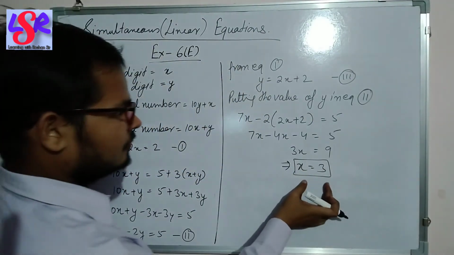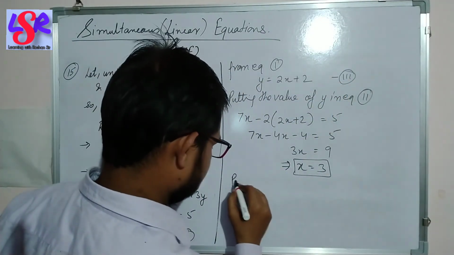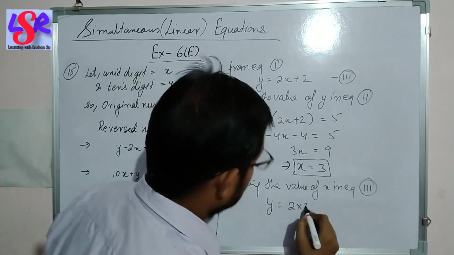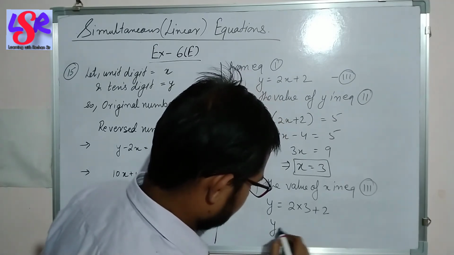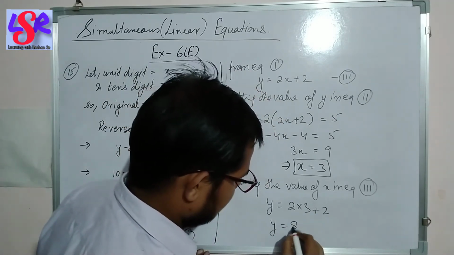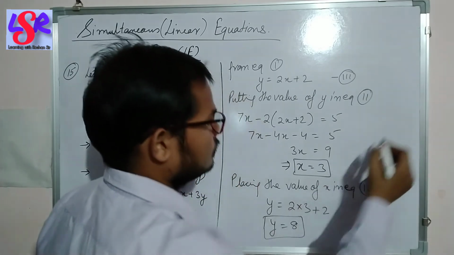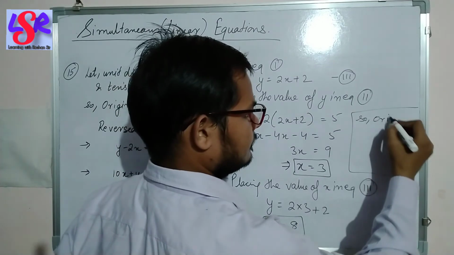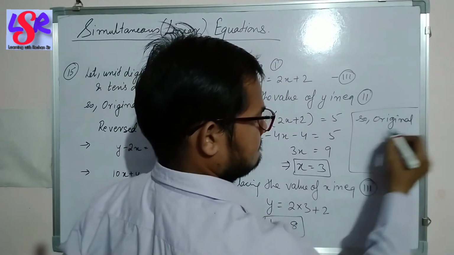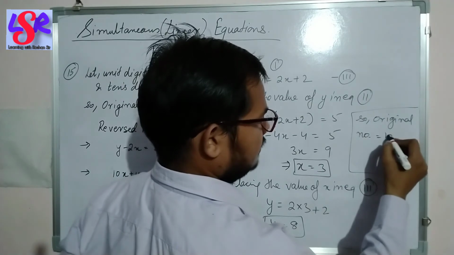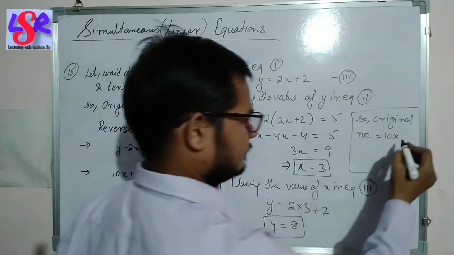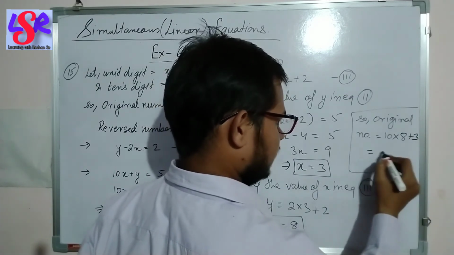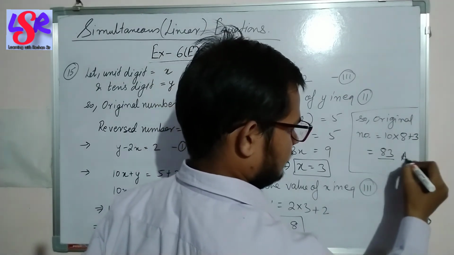Now place the value of x in equation number 3. So on placing the value of x in equation number 3, we get y equals 2 into 3 plus 2. That is y equals 6 plus 2, that is 8. So the original number equals 10 into y, that is 8, plus x, that is 3. So it is 83 as the answer.